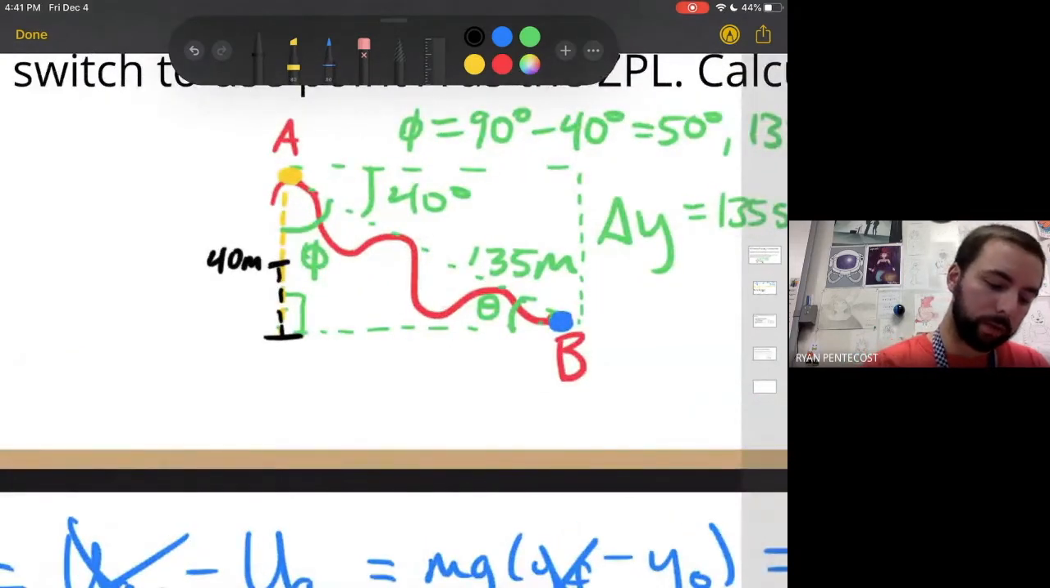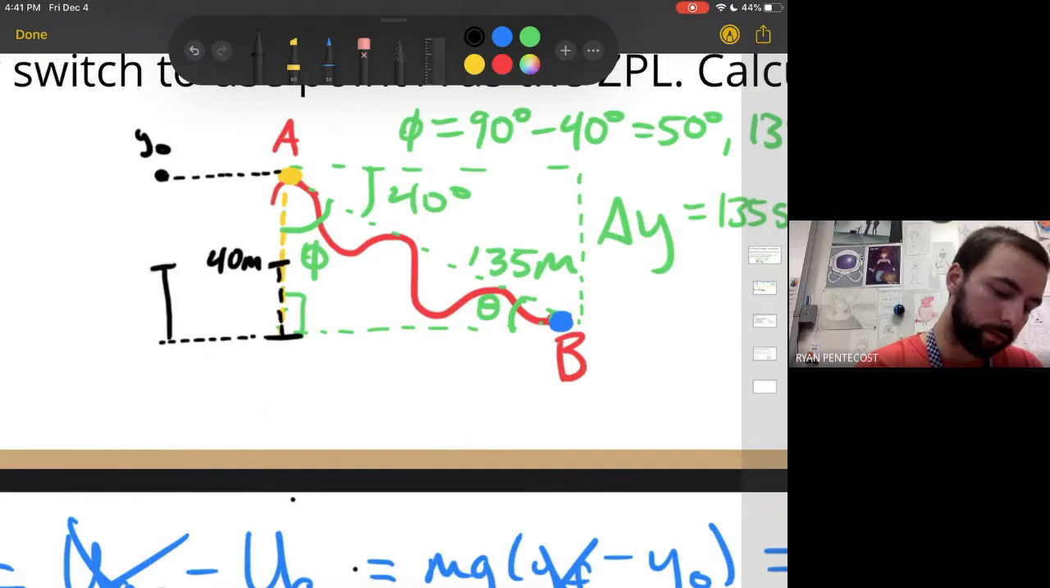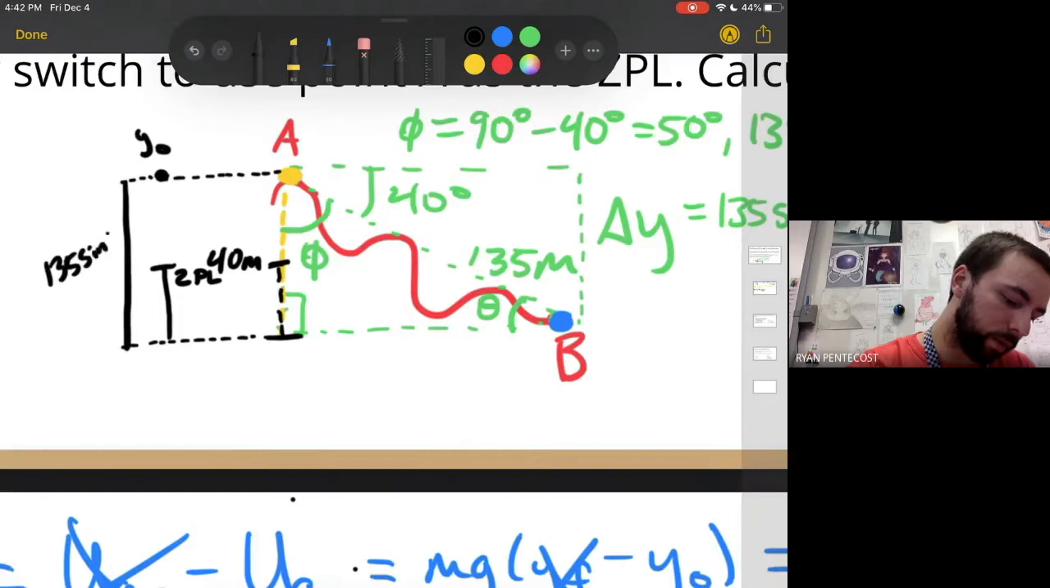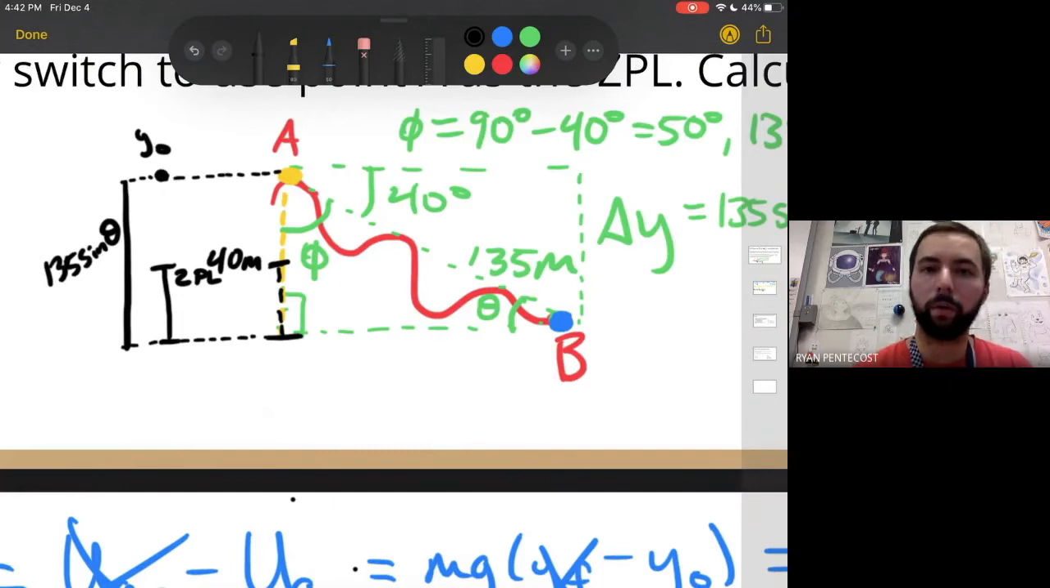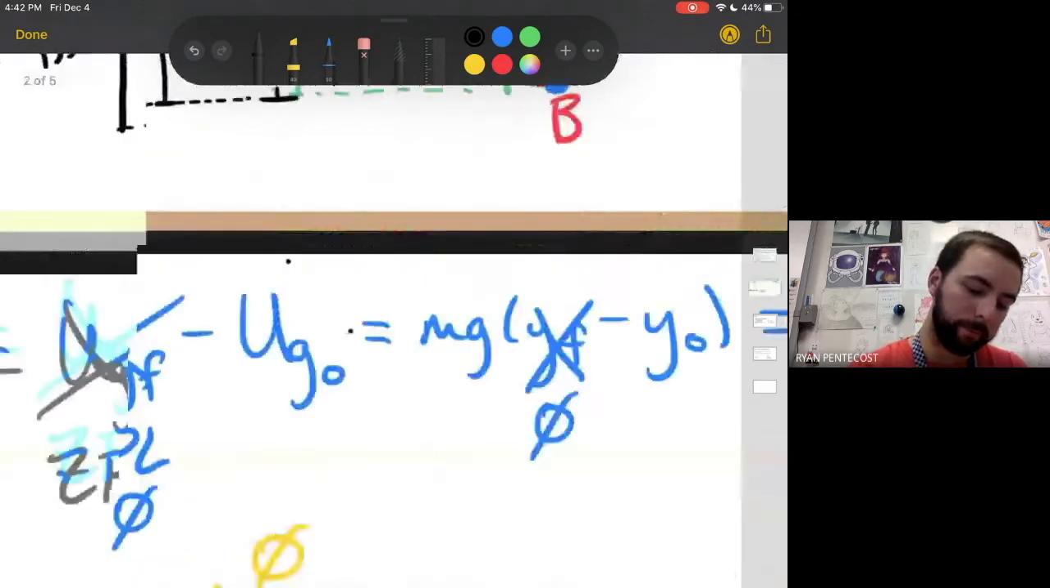If we look at this, we know that this is our initial, right? This is where our initial y naught is. This is our ZPL. If we want the distance between these two, we know that this is 135 sine theta. We know that the ZPL is 40, so we would take 135 sine theta minus 40, right?